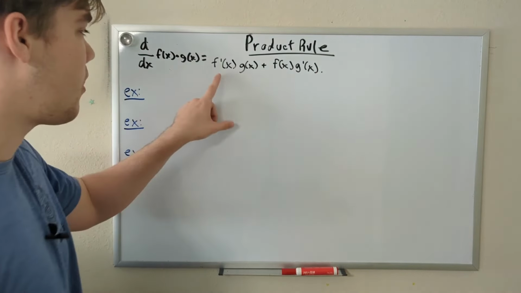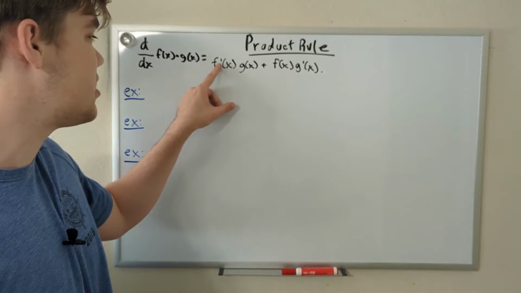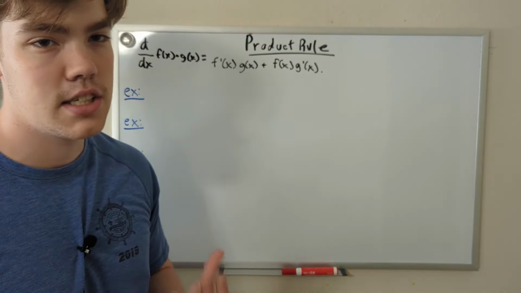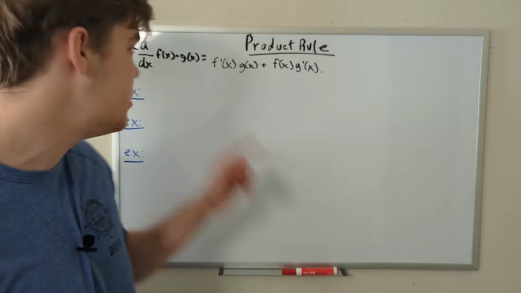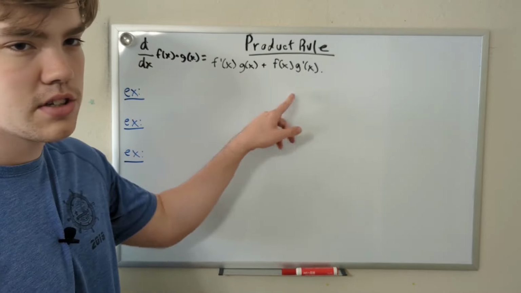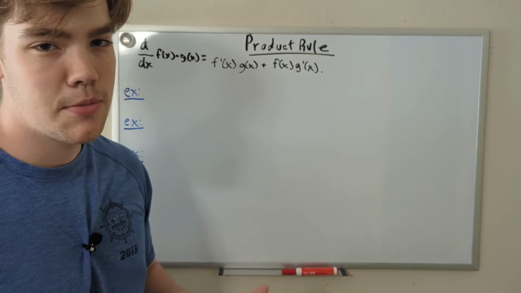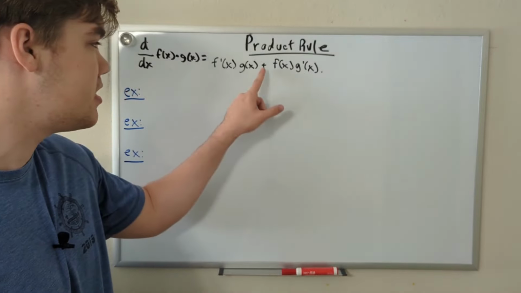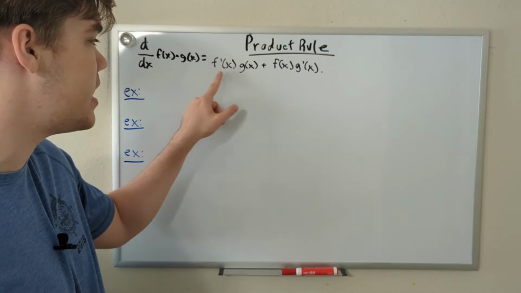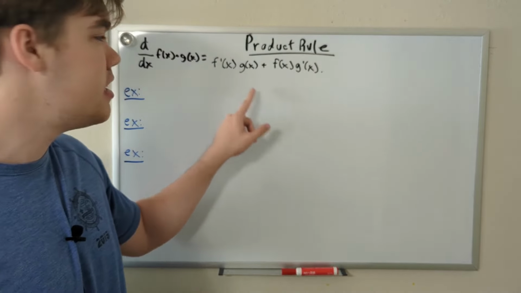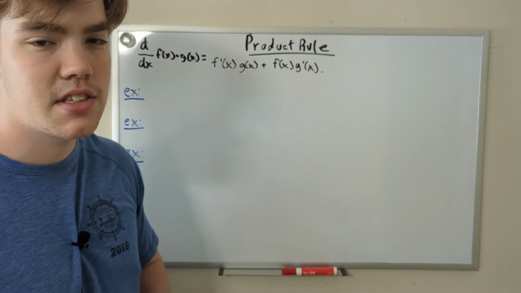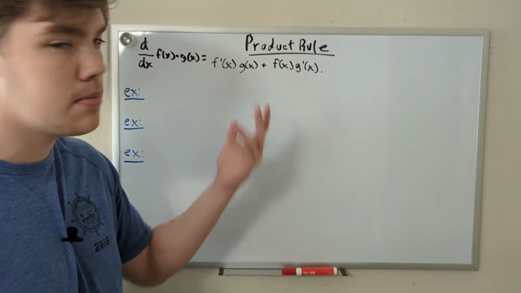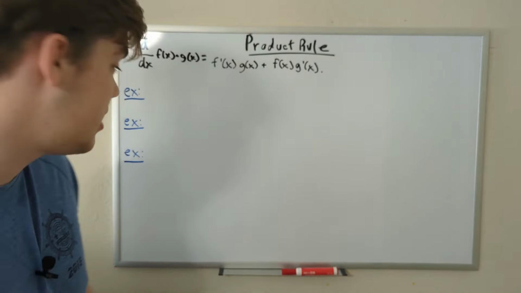Now remember, prime is represented by this little apostrophe, and prime is the same thing as the derivative. It's just a shorter version of writing d dx. So let's use this rule to solve some derivatives. It takes a little practice getting used to, but fortunately we have this addition sign, so if you accidentally multiply f of x times g prime of x here instead of f prime of x times g of x, it doesn't really matter because you can flip them and it doesn't change anything. Anyways, let's do the examples now.